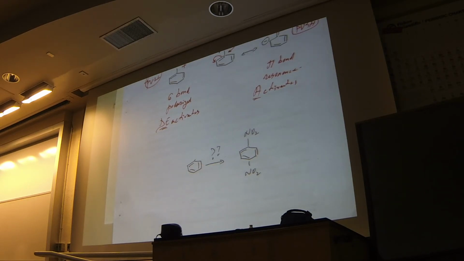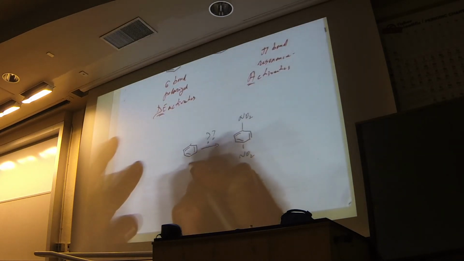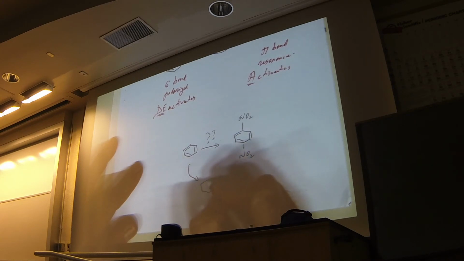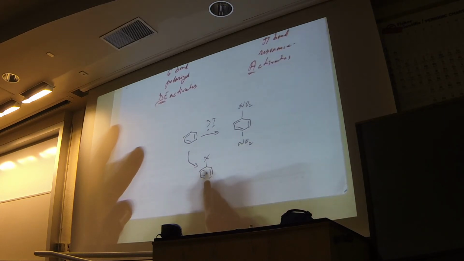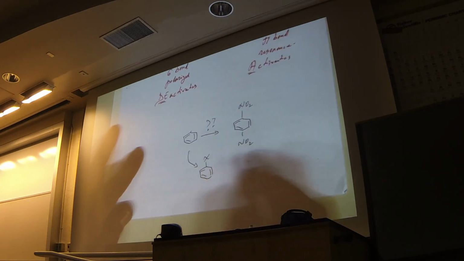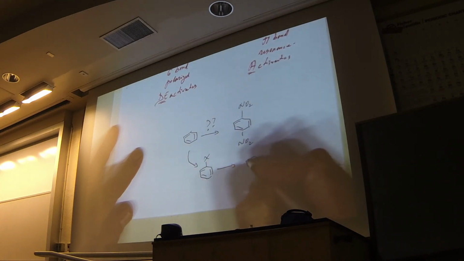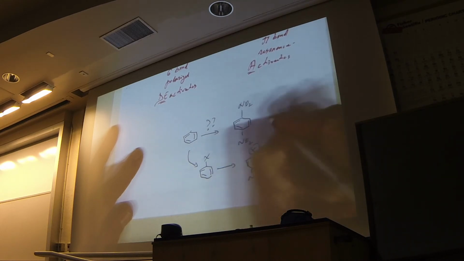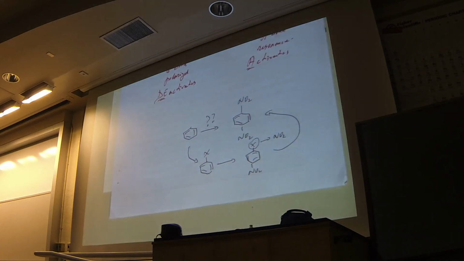The way you do that, I'll tell you what the logic is, and you'll see how it's logical. Look, the first thing you do, and I'm not going to tell you what this is, you put a substituent here, X. X will be an ortho-para director. So you do this, and then you have to find a way to convert that into nitro, and that's how it's going to work.